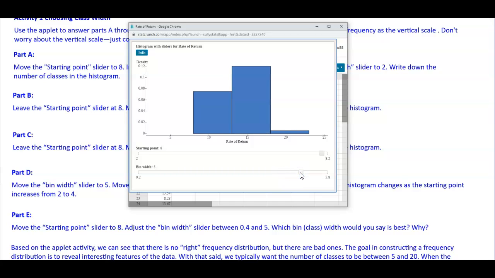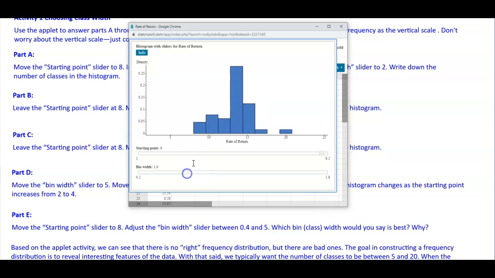Okay, so which bin class width would you say is the best? If you take a look here, this is starting to give us a little bit more of a picture of what's going on. And remember, variability is something that you want. How does the data vary? Or how is it spread out? These are some things that you want to ask yourself.